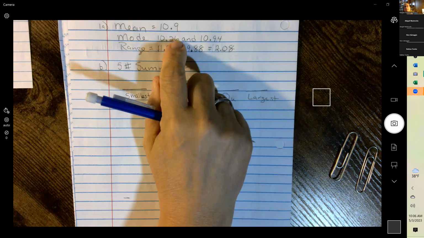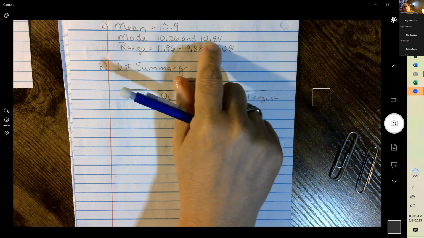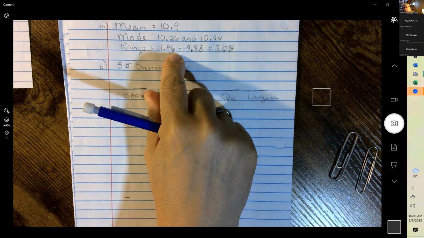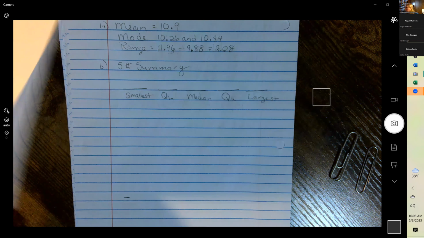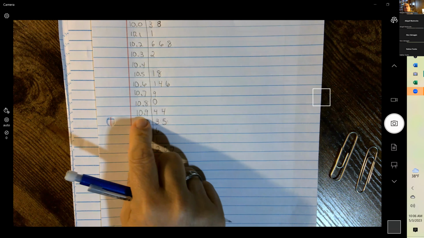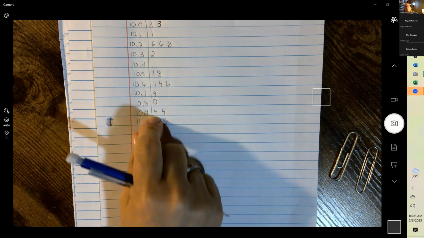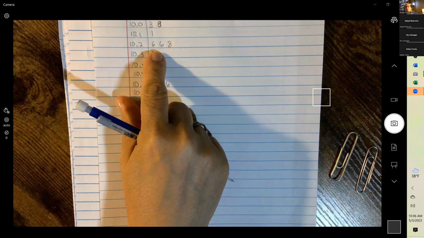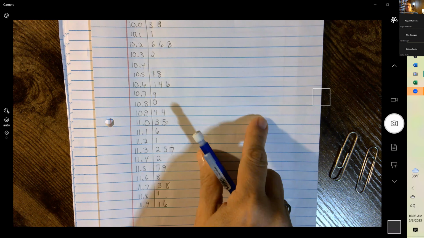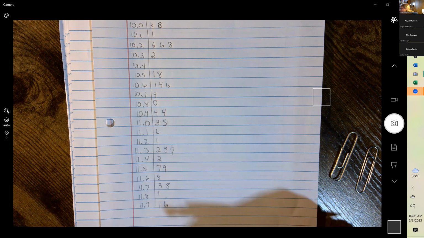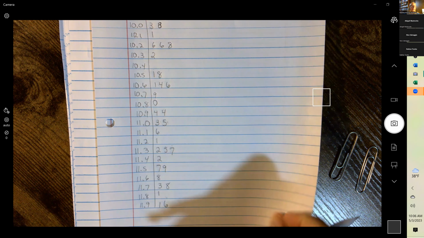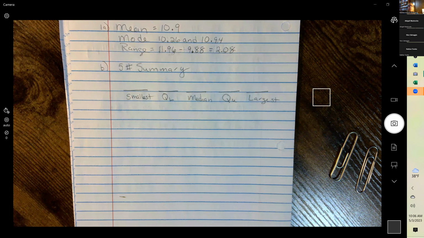So if you were here last class, there's 2 modes. And I think this was a lot. Was it? Oh no, it is a 10. 10.94 was there twice and 10.26. Yeah, those were the only 2. Any questions?